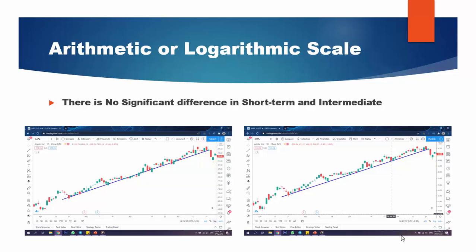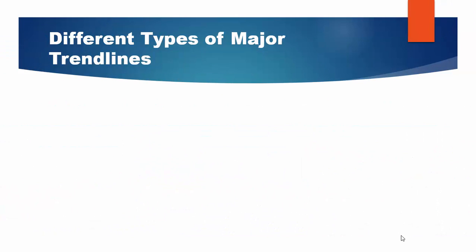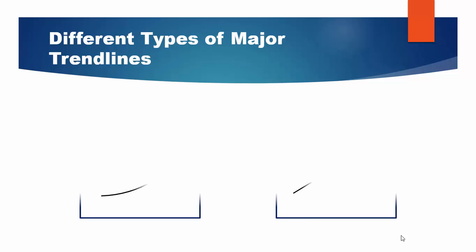But we see the difference in major trend lines, and it depends on the stock and the market we're going to analyze. We can divide our major trend lines into four types by looking at the long-term behavior of what we are going to trade. Let's look at major uptrend lines in these four types.